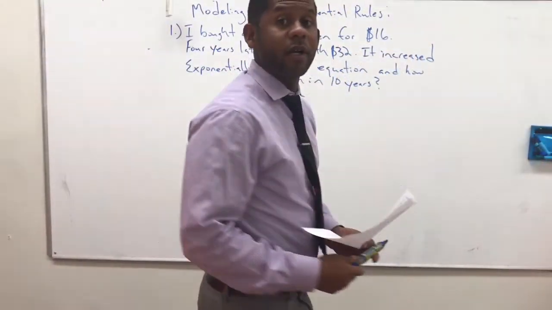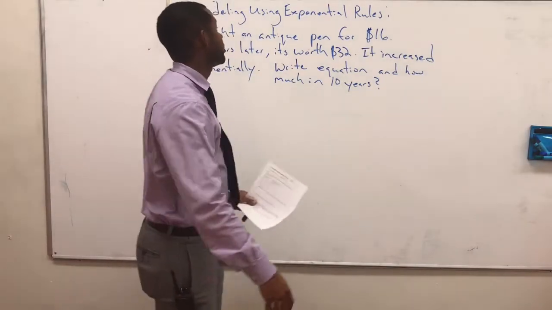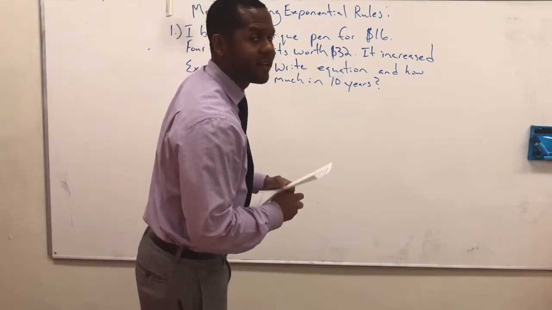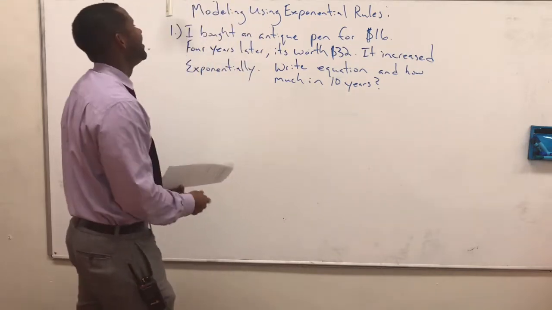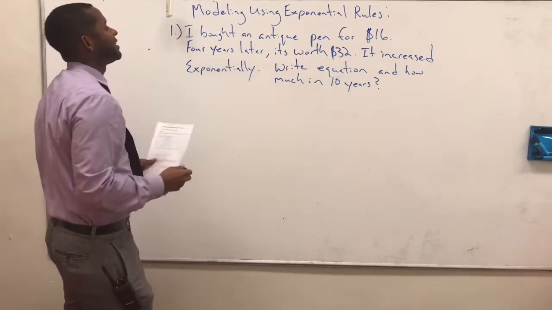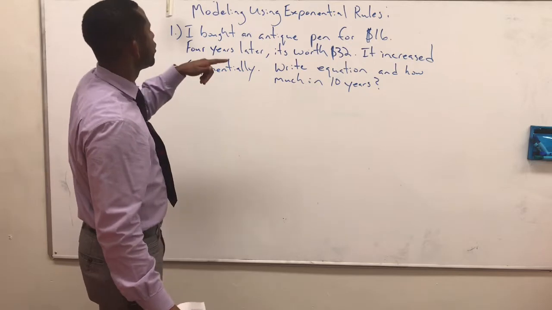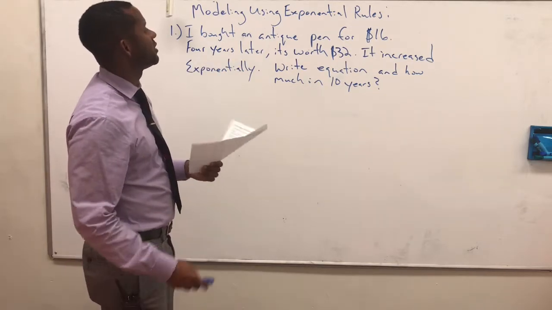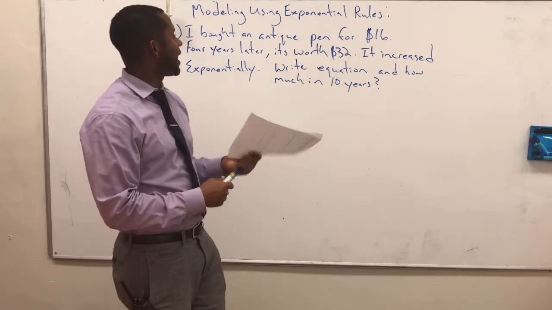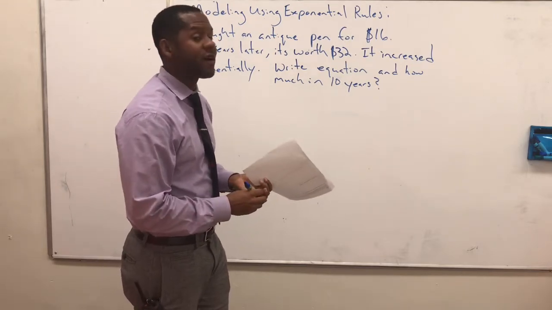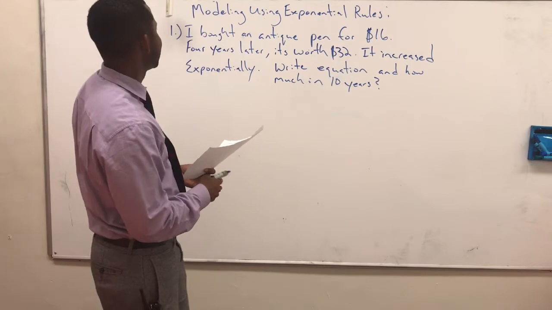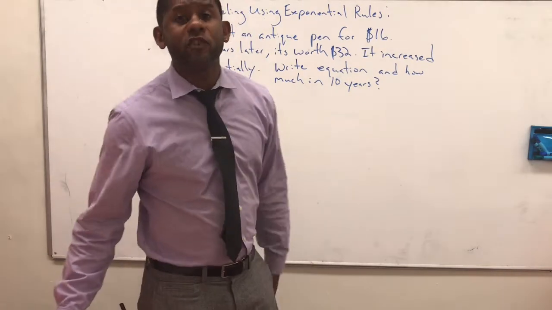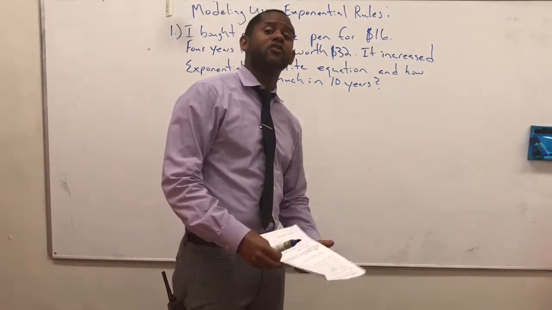All right, now we're going to talk about some modeling using exponential rules. First, write this down. Yes, Henry and some others, write this down. All right? So I bought an antique pen for 16 bucks. 4 years later, it's worth 32 bucks. It is increasing exponentially. Write an equation for this, and how much will it be worth after 10 years? I want you to go ahead and try to solve this first. So you can pause it right now, try to solve it.